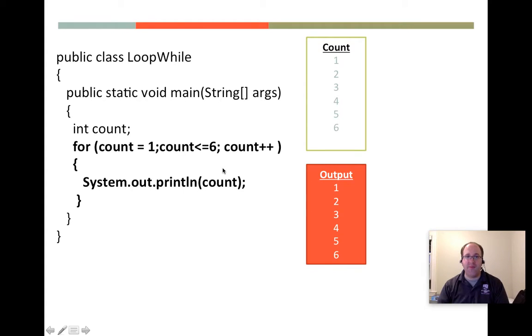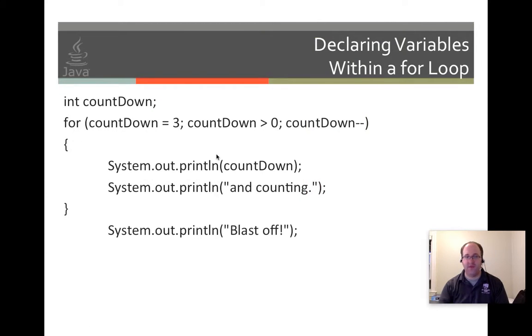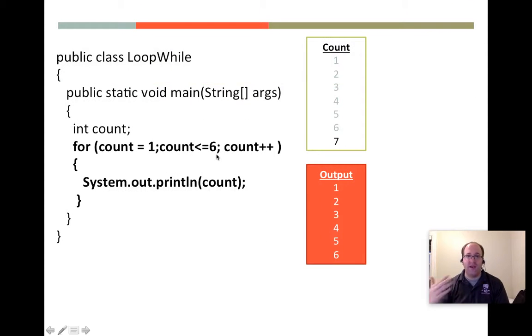Go back to the top. Increment count. Count is now equal to 7. Is 7 less than or equal to 6? No, it's not. The loop ends. Sorry, that's where the loop ends. And there's your output: 1, 2, 3, 4, 5, 6. Okay. So initialize the loop control variable. What is the test to determine if the loop will continue to run? And how do we update the loop control variable?